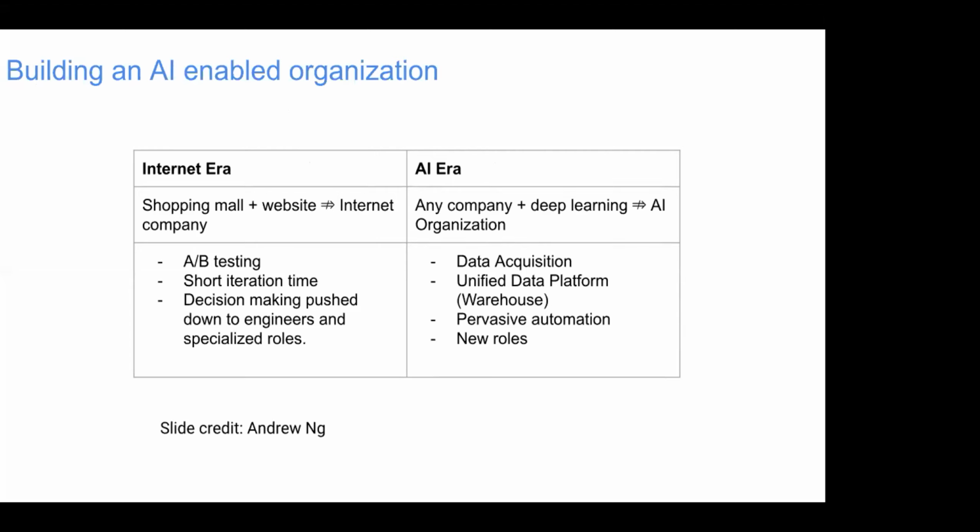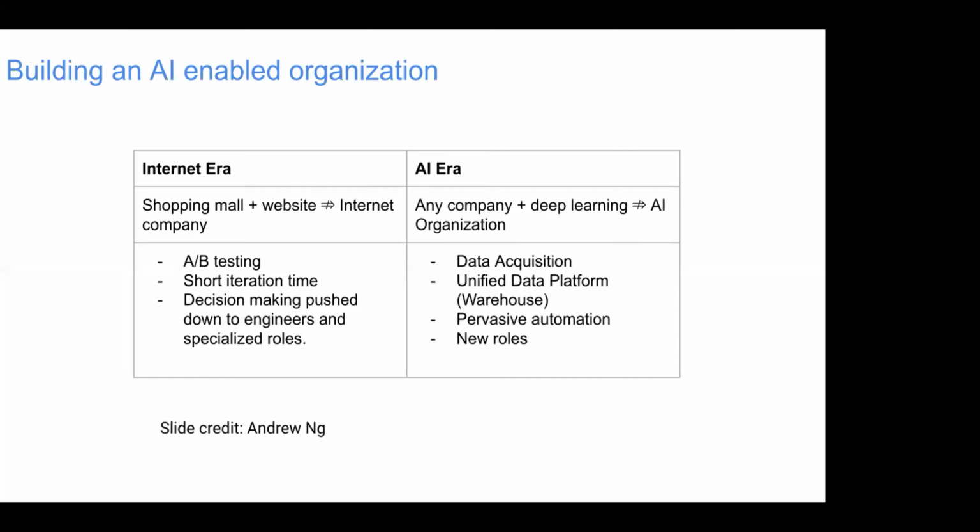He was giving a lecture about how to really become an AI-enabled organization, and he has a really good anecdote that I want to describe here. Like in the internet era, if you have a shopping mall and a website, that doesn't mean you are an internet company. Amazon does more than just a website. There's a lot going on, like A/B testing, statistical analysis, an iterative product development process, and more importantly, decision-making pushed down to engineers and specialized roles.